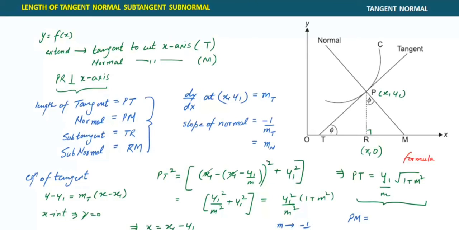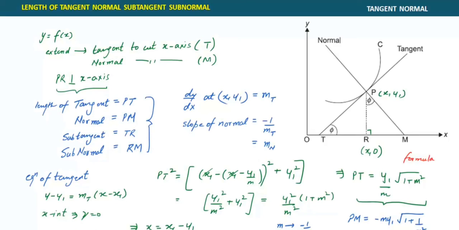Why I am saying this? Because we know that the slope for the normal will be minus 1 by m. So if you replace this, what you will get? Minus y1 m, and this will become 1 plus 1 by m square. And if you solve this, it will again come out to be y1 under root 1 plus m square.